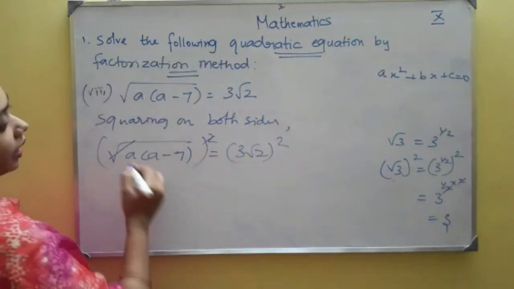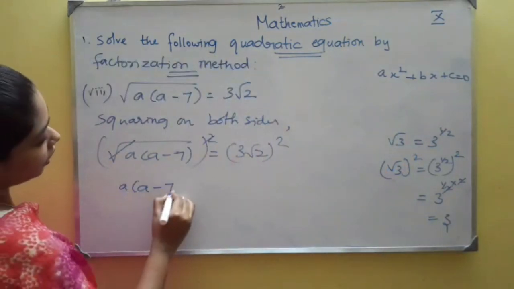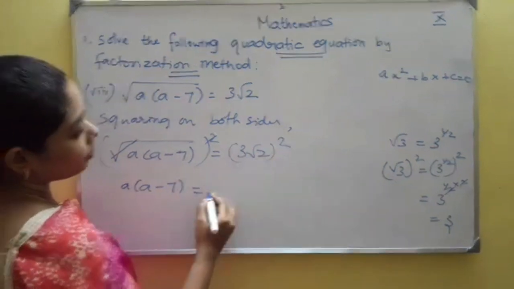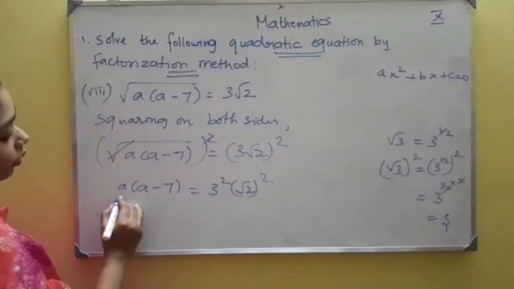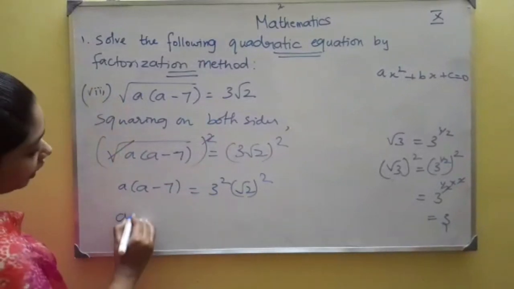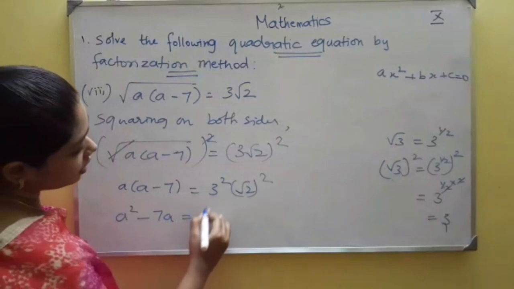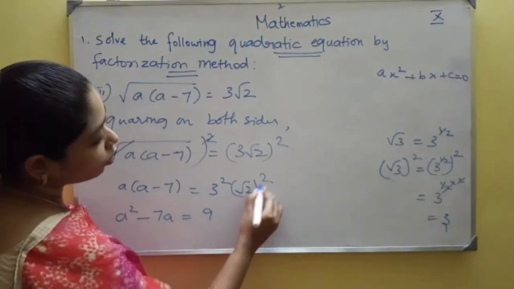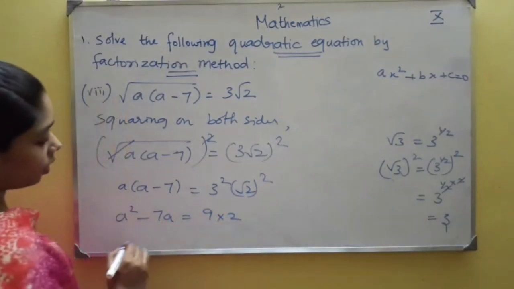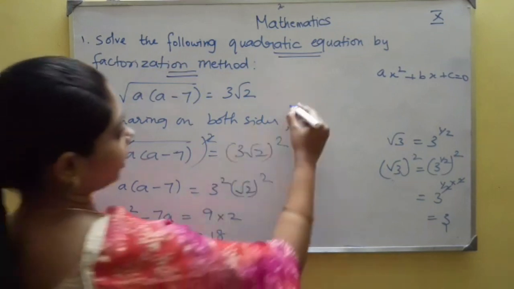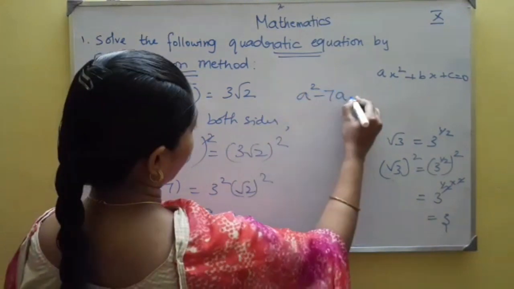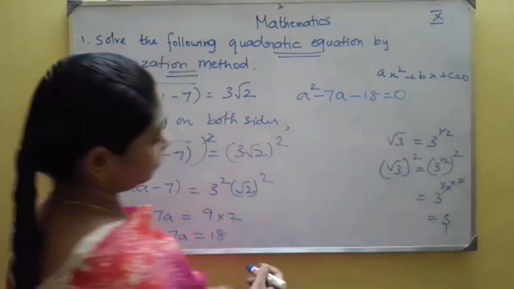So this 2 will get cancelled, a into a minus 7. Here don't cancel it, simply this way. This is 3 square root 2 the whole square, right? Now multiply this a into the bracket, a square minus 7a. 3 square is 9 and root 2 square is simply 2. Okay, this is actually a square minus 7a is equal to 18. Now your quadratic equation is a square minus 7a minus 18 equal to 0.